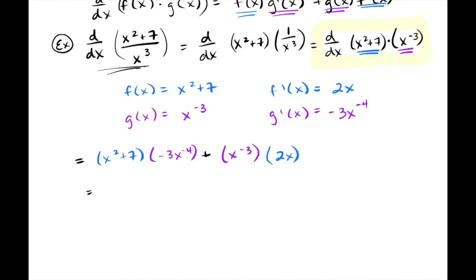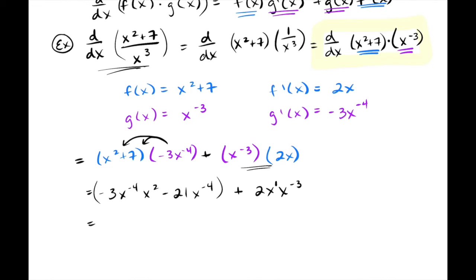So first things first, I'm going to distribute my minus 3x to the minus 4 in here, and I'll get minus 3x to the minus 4, x squared, minus 21x to the negative 4, just by distributing that. So that's kind of my first term here, plus 2x, x to the minus 3, and that's just by multiplying these guys together. So let's do some simplification. Remember, this is x to the 1. So when we multiply powers together, we add those exponents.